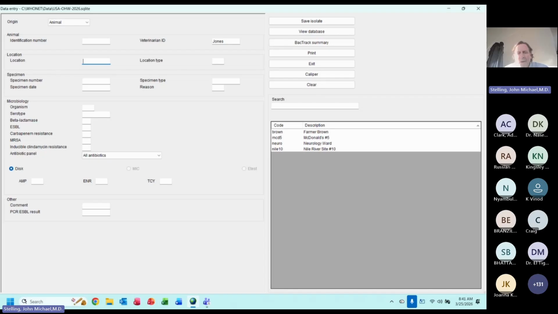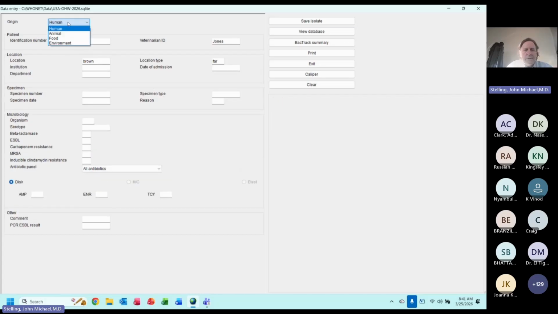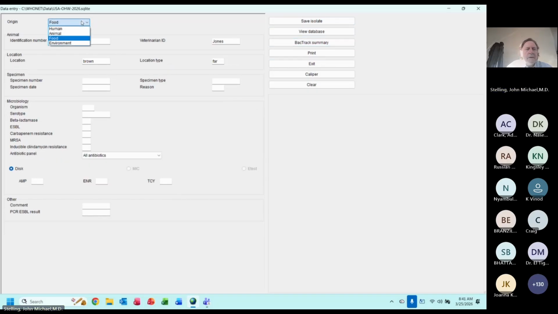Okay. So here I'm under location. You do see those four locations: Farmer Brown, McDonald's, neurology. And when I click on it, it automatically says neurology inpatient, or Farmer Brown is a farm. So those first two boxes about the animal and the location, those are very customized for human, animal, food, environment. The other questions, specimen, microbiology, that's pretty much the same across the sectors. Here at the top, I've selected animal. If I select human, the questions at the top are different. If I select food, the questions are different.